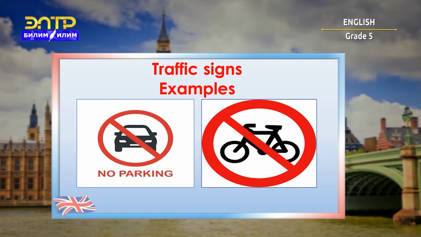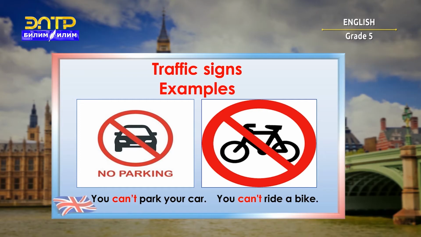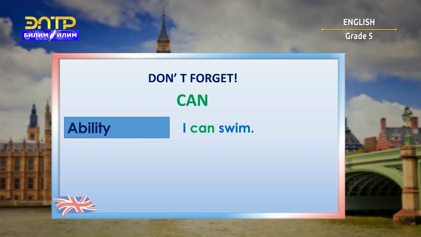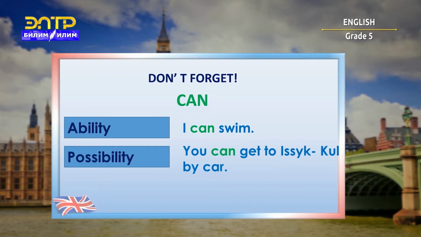Look at these traffic signs, children. There is something we can't do. The first picture tells us that you can't park your car. The second picture shows that you can't ride a bike. Don't forget to use can for ability, possibility, and prohibition.